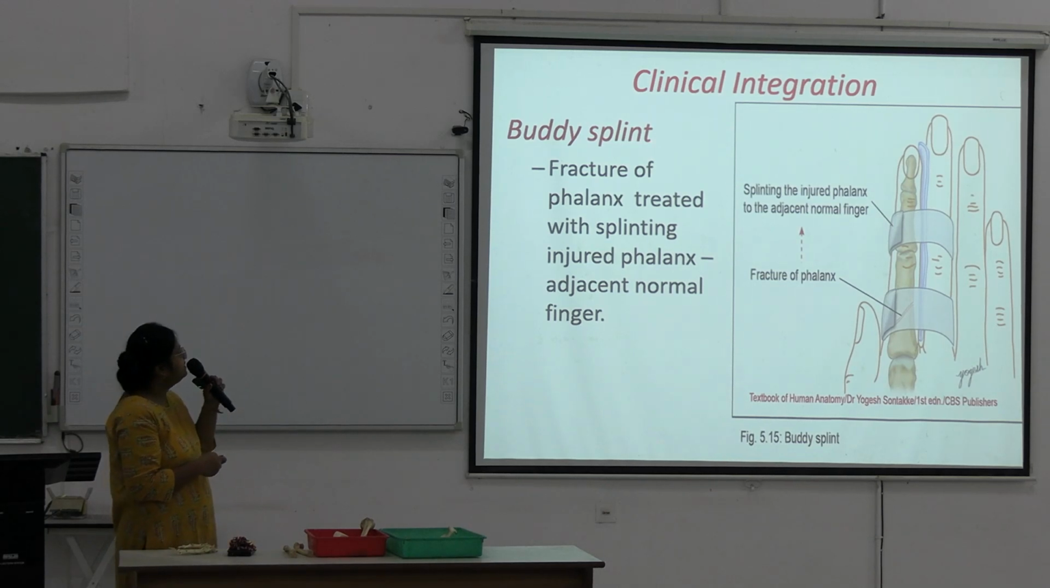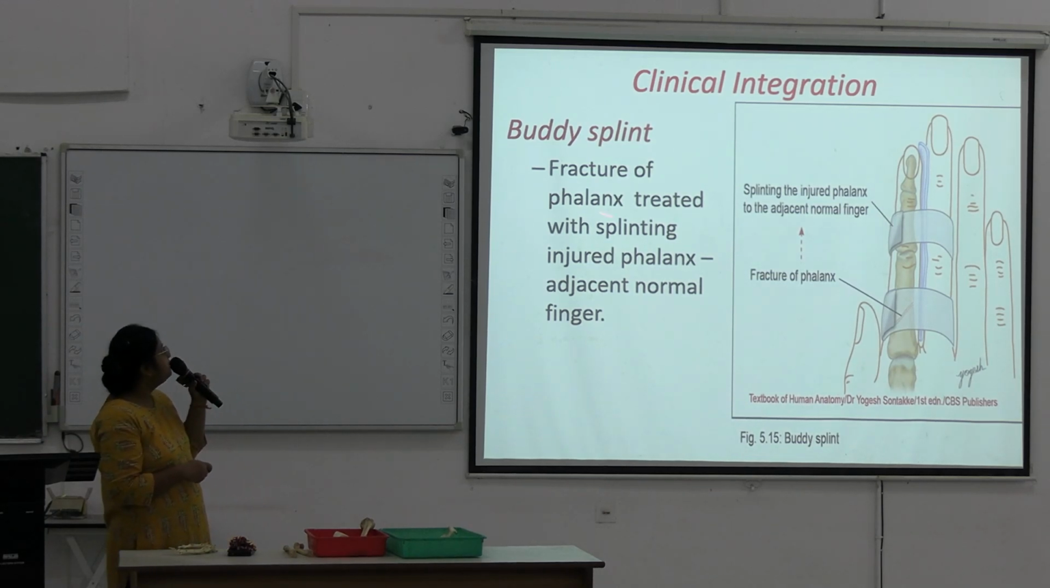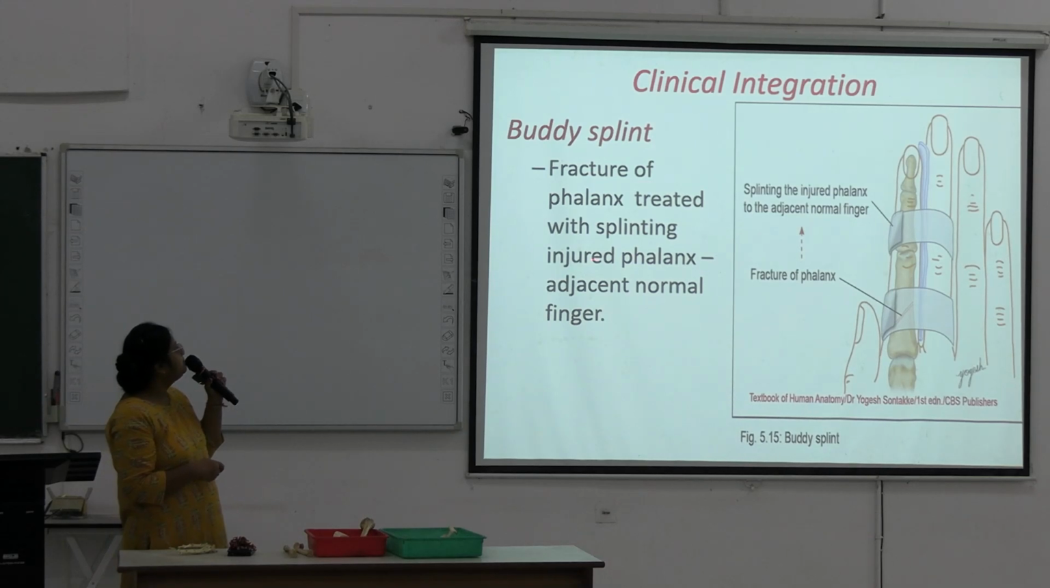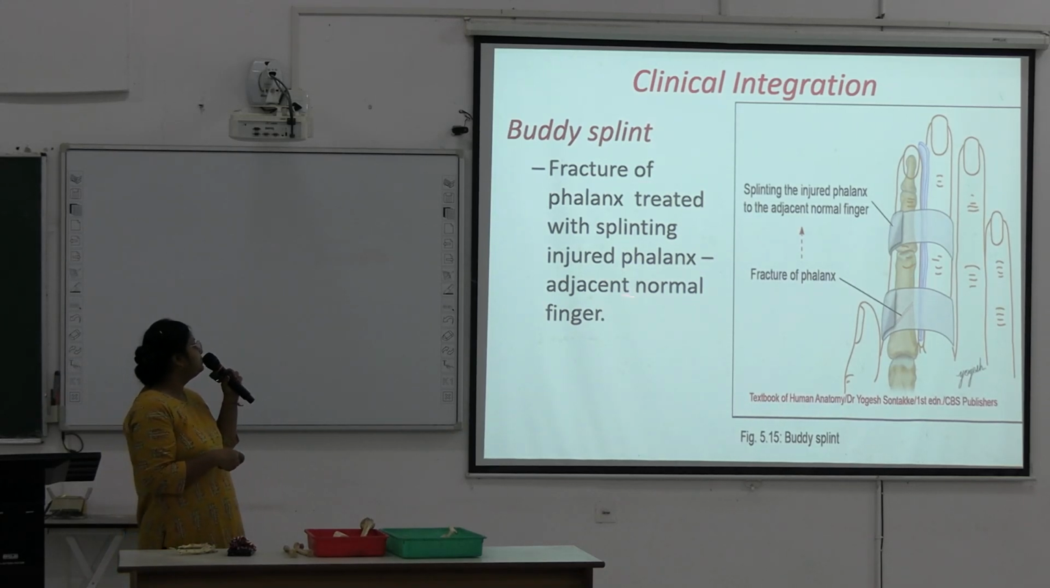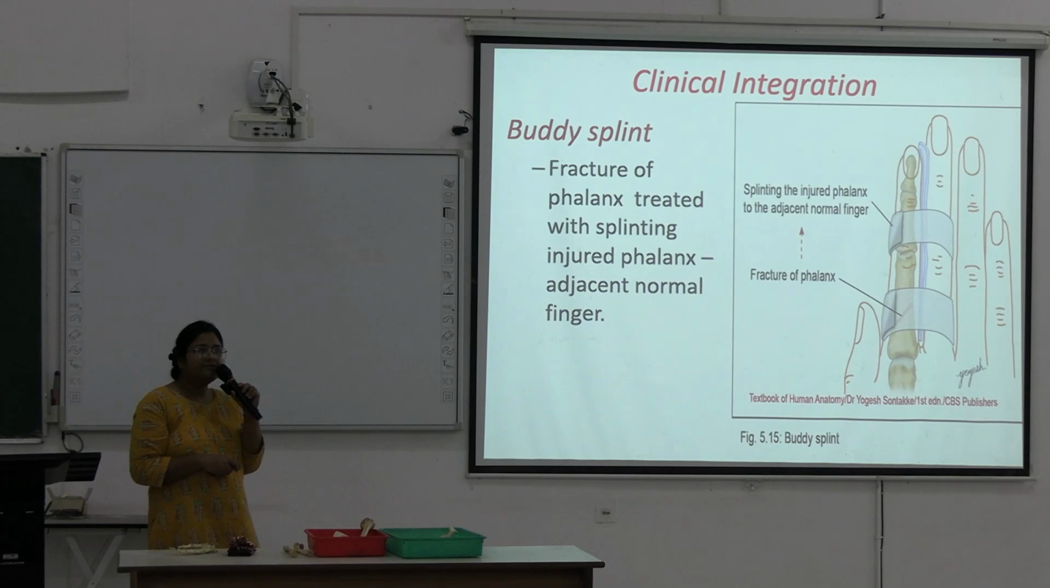Next is Bardy splint. What is Bardy splint? In fracture of phalanx, it is treated with splinting the injured phalanx with the adjacent normal finger like this. A strap is placed like this along with the adjacent normal finger, and it will restrict the movement of the injured finger.